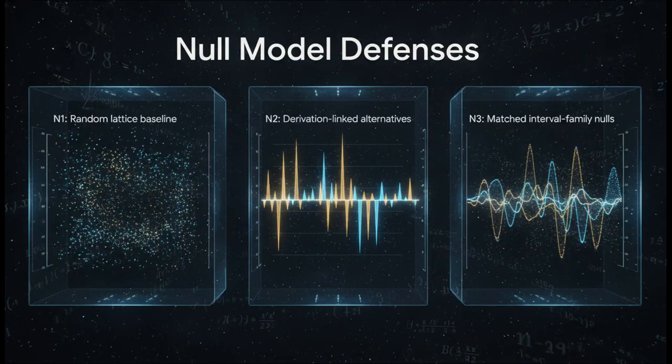A claim absolutely must survive these specific null models. N1 tests your lattice against a completely random spread of dates. N2 tests against other possible pivot years you considered but threw out. And N3 tests against intervals that aren't binary, like counting by 3s or 5s. Look, if your supposedly magical pivot year doesn't score statistically better than a completely random baseline, then you don't have a structural lattice. You just have a coincidence.